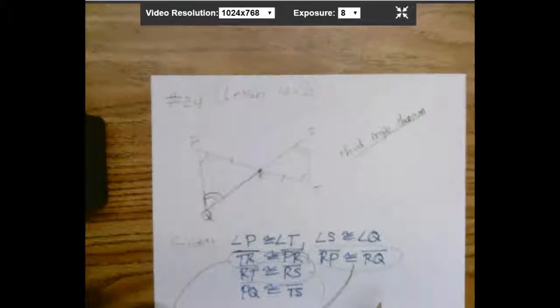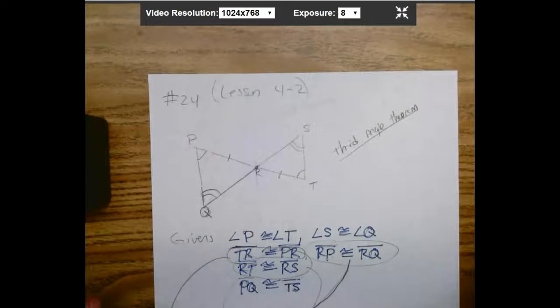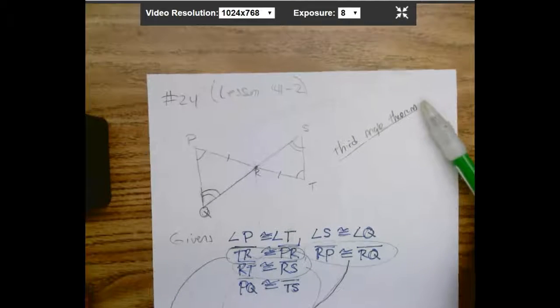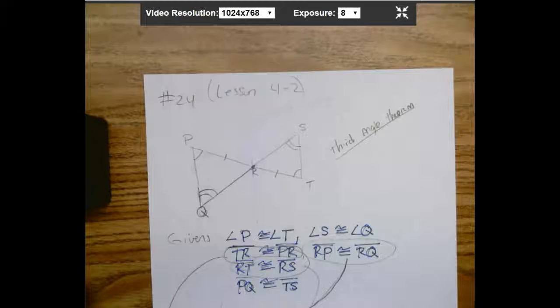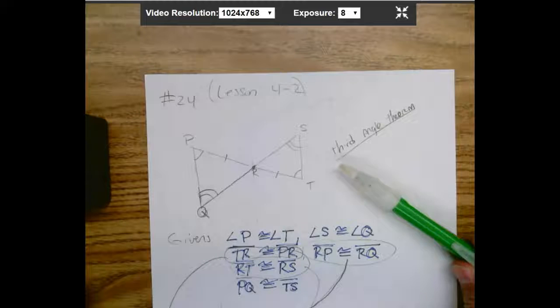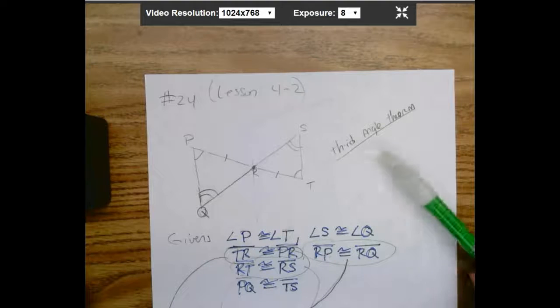But I want you to remember here, sometimes triangles can be proven in lots of different ways, and we're going to be learning things like side-side-side, side-angle-side, and so on. And another way we could prove this triangle is congruent is by the third angle theorem. If you remember what that is, it says if two angles are congruent between two different triangles, then the third angle is also congruent.